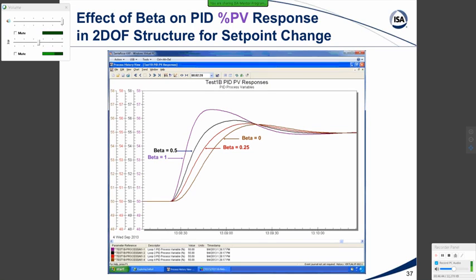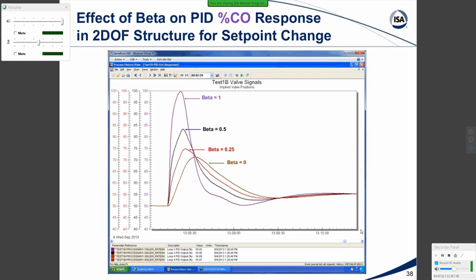Here it shows the effect of different betas on the set point response, and if you set beta equal to 1 here, you're going to have a lot of set point overshoot for tuning settings that were really designed for a load response and not a set point response. And you can see here, if we set beta equal to 0, we minimize that. Of course, you can tune this thing to be more friendly for a set point response, and you can also add in a set point filter to help with that as well.